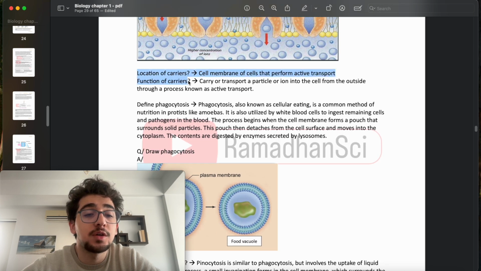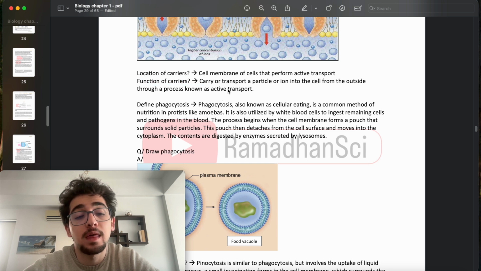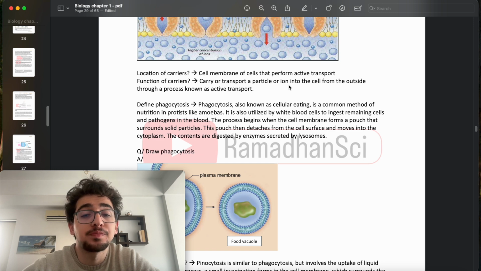Again, the location and function of carriers is important. The location is in the cell membrane of cells that perform active transport, and the function is just to carry or transport particles or ions into the cell from the outside through a process known as active transport.